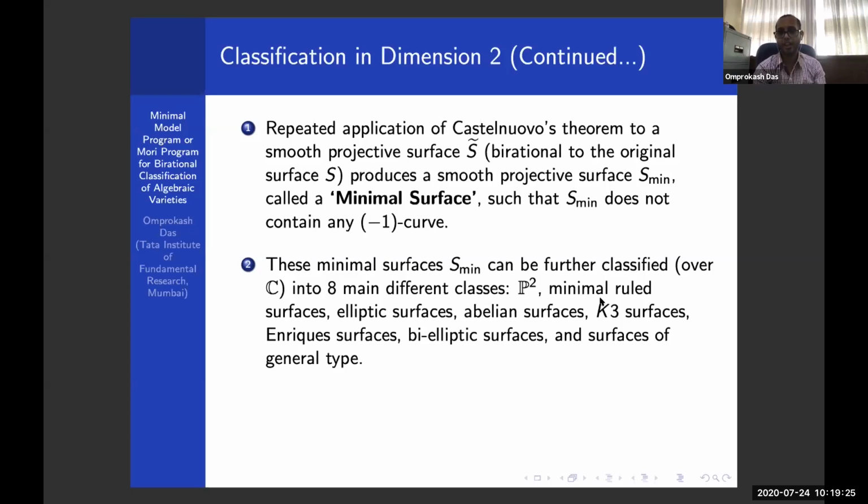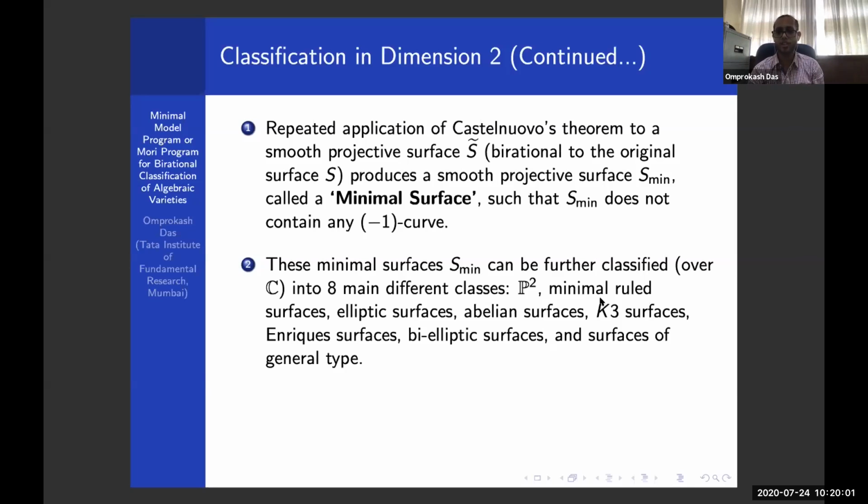So now, once we have this candidate for the minimal model, we have good singularities: S min is a smooth surface, and it does not contain any -1 curve. So this is our choice for each equivalence class. This is what I'm going to do. Take a starting projective surface S, which could possibly be singular. Go to a resolution of singularities S tilde, and from there start applying Castelnuovo's theorem. If S tilde contains a -1 curve, contract it. Eventually we go to S min, which does not have any -1 curve. That is now our candidate for the good representative. It's a minimal surface, and it's smooth.